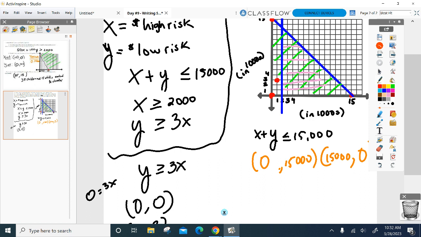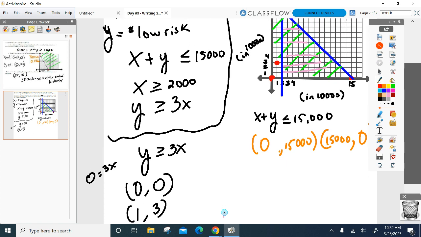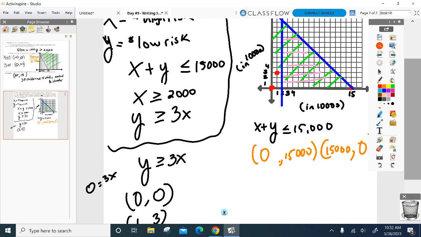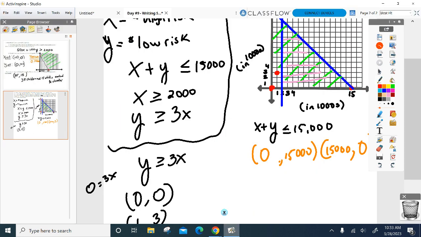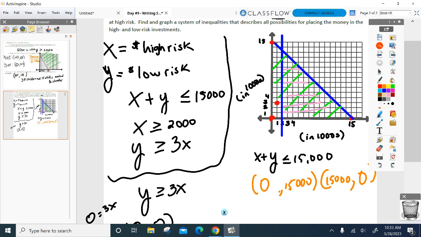Wait, but go ahead. Would it still? Yeah, it's still going to be fine. Yep. We're all good. What type of line here? What type of line, Dylan? Solid, yep.